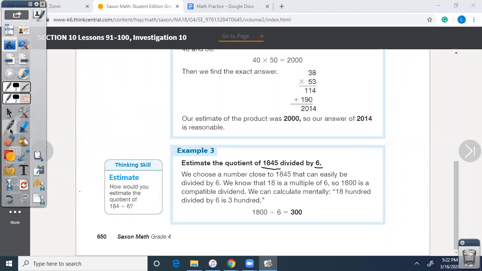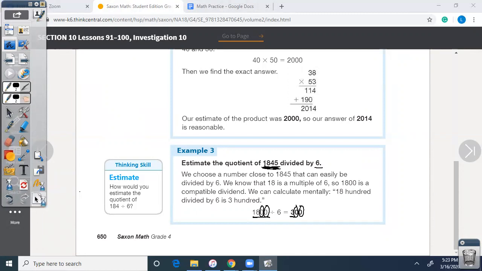We know that 6 can't go into 1, so it's not going to be that. So let's think about 18. Can 6 go into 18? Yes, it can. So instead of doing 1,845, we're just going to do, like it says down here, 1,800, because 6 can go into 18. 6 can go into 18 how many times? 3 times. And then look, you have 0 here, 0 here. You're going to put those 2 zeros over here. So 6 goes into 18 3 times, and then you take those 2 zeros and move them over. 1,800 divided by 6 is 300.